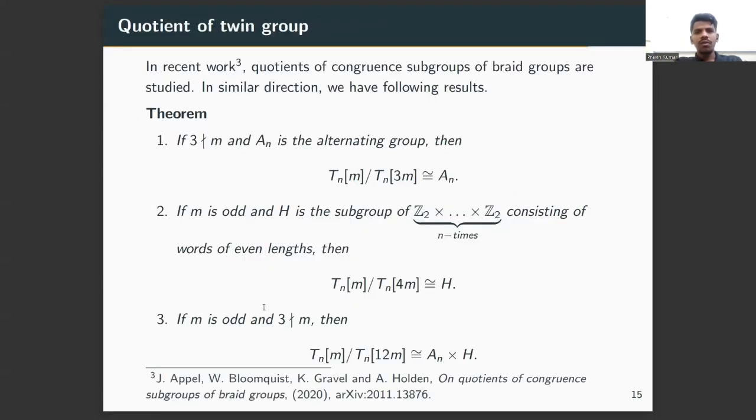And in a recent work, the quotients of congruence subgroups of braid groups were studied. In a similar direction, we have the following result: if m is not a multiple of 3, then this quotient is isomorphic to the alternating group A_n. And when m is odd, and H is an index 2 subgroup of the n-fold direct sum of Z_2, then the quotient group T_n(m) modulo T_n(4m) is isomorphic to H. Combining 1 and 2, when m is odd and 3 does not divide m, this particular quotient is isomorphic to A_n direct product H.